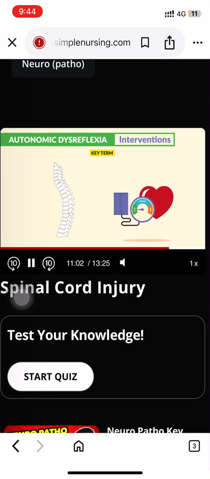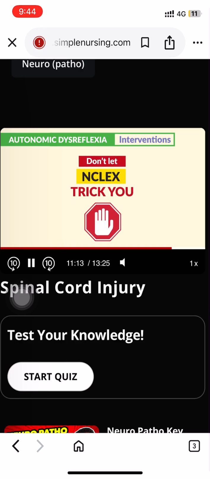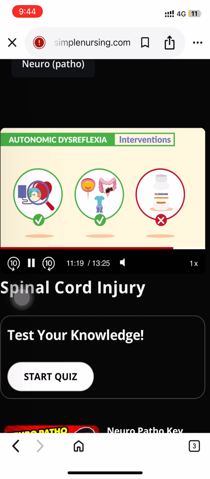Cervical spine injury, so that's above our T6 area, and elevated blood pressure. We always have to assess the problem. So assessing the bladder. Now don't let the NCLEX trick you here. The initial action is assessment and not administering any antihypertensive drugs initially. Remember, on the NCLEX and nursing exams, we always assess first and then do interventions second.